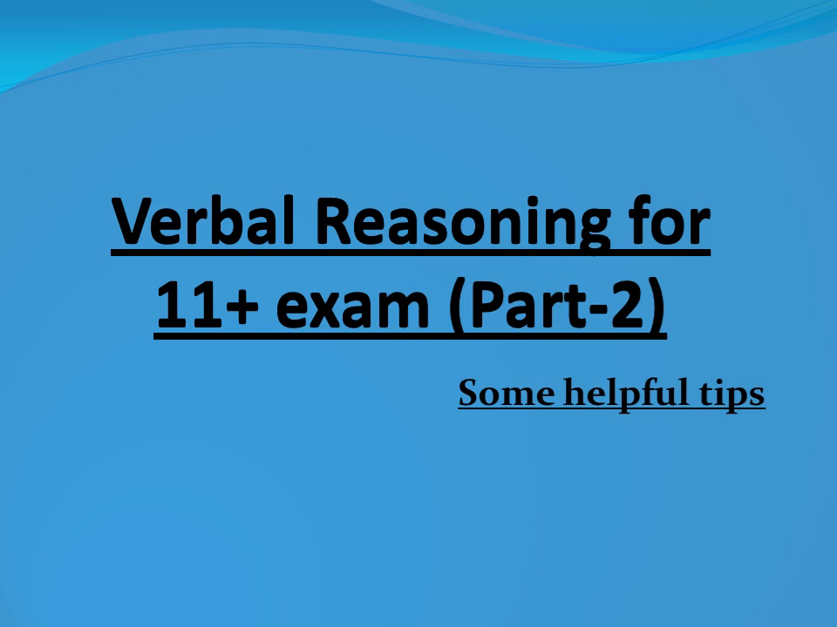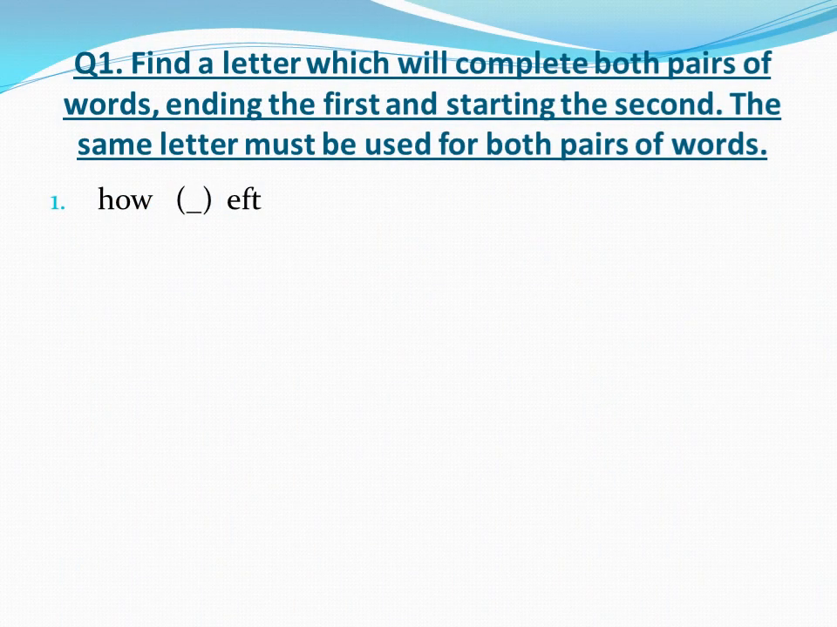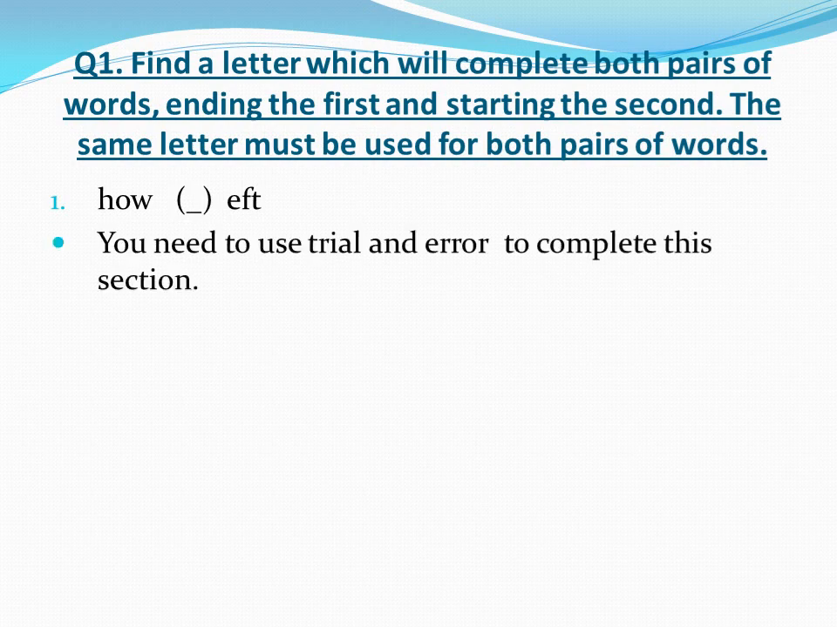The first question is: find a letter which will complete both pairs of words, ending the first and starting the second. The same letter must be used for both pairs of words. The first example I'm taking is "how" and "_ f". In these types of questions, you need to use your vocab to find out what letter, or sometimes letters, can complete both the words, or sometimes there could be more than one pair of words. So in this one, using trial and error, if we use L, we can find two new words, which are "howl" and "left".